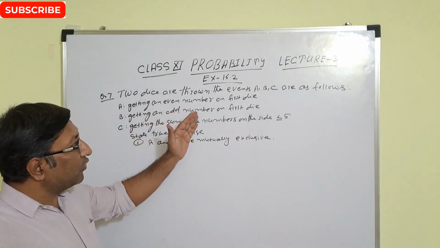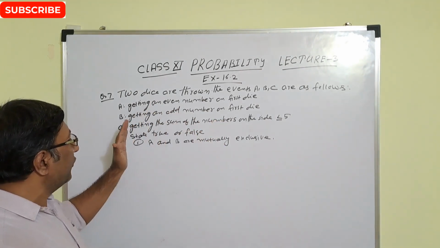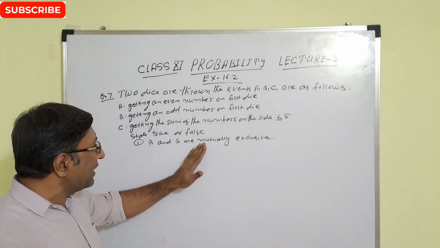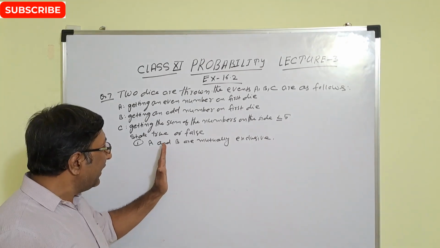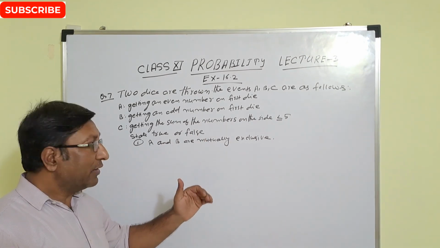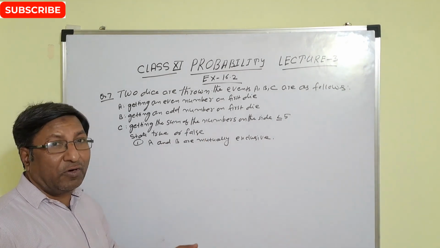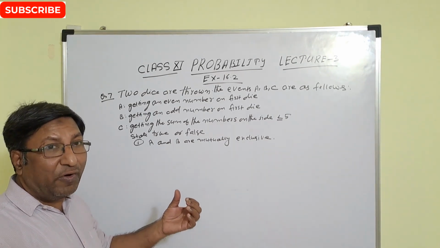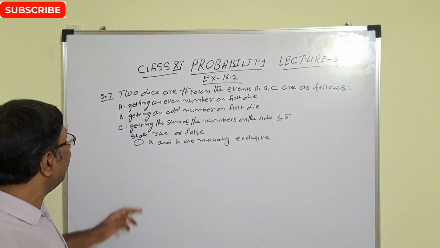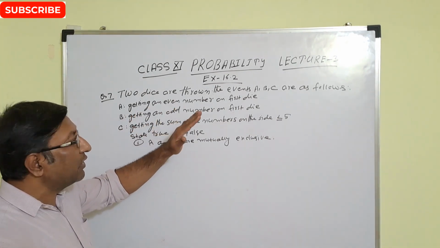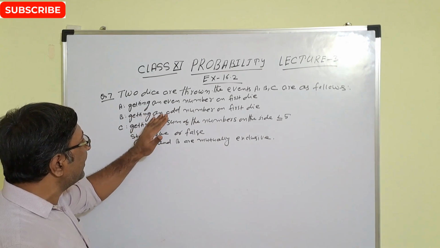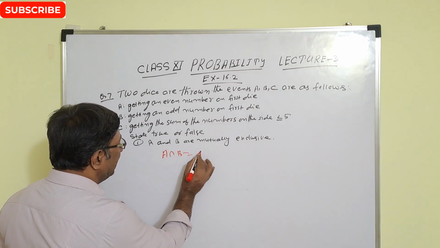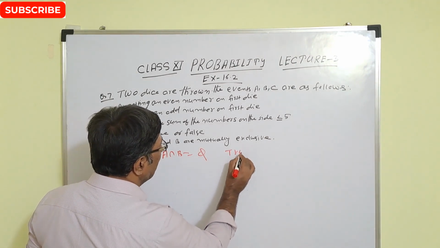Question is, two dice are thrown, the events A, B, C are as follows. Then state true or false. First question is, A and B are mutually exclusive. So A and B are mutually exclusive means what? Two events are called mutually exclusive when their intersection is empty, that is 0, when there is no element in common between these two. So A is getting an even number on the first die, and B is getting an odd number on the first die. So here A intersection B is what? Empty. So it is true.